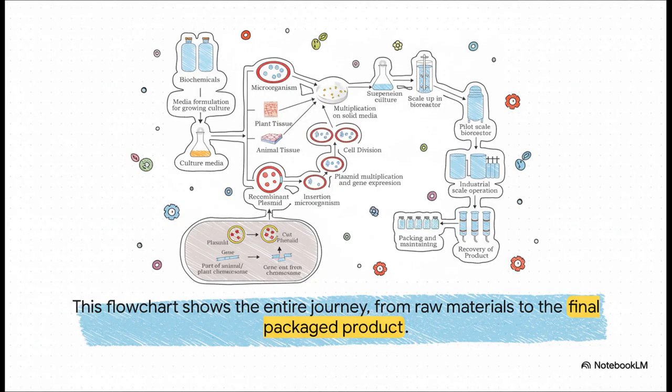Now, this flowchart from your textbook, it shows the entire journey just perfectly. Take a good look. You can see the raw materials going into the upstream processing, then into the bioreactor, and finally out through all the steps of downstream processing to become the finished packaged product. It's like a complete microbial assembly line.